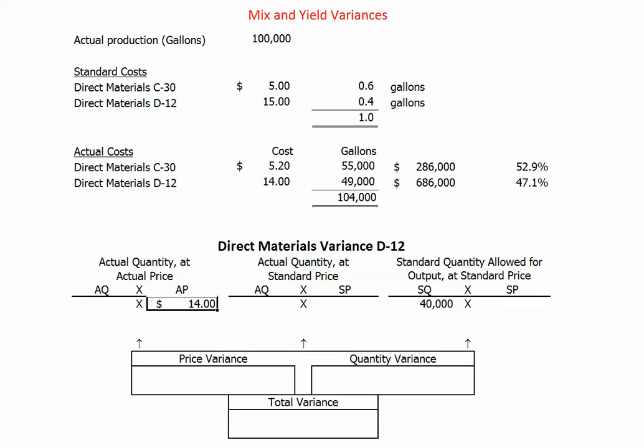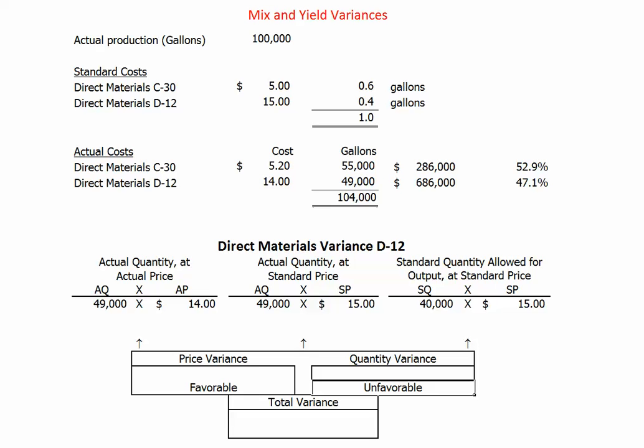In terms of actual quantity and our actual price, we paid $14 per gallon for an actual of 49,000 gallons that we purchased and used. Our standard price was $15, and so then we can talk about our variances. Our price variance would be favorable since our actual price was less than our standard price. Our quantity variance would be unfavorable because our actual quantity of 49,000 units is greater than our 40,000 standard allowed.